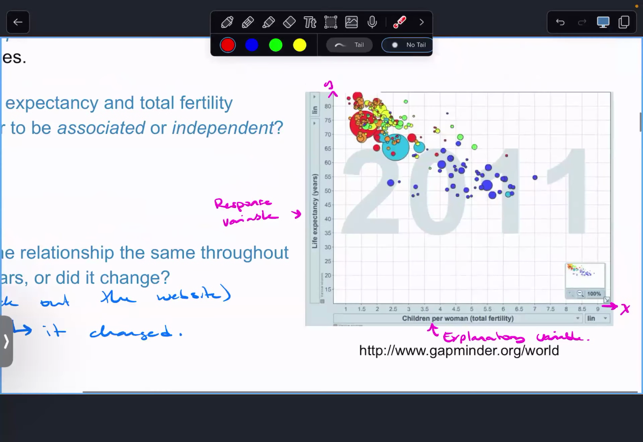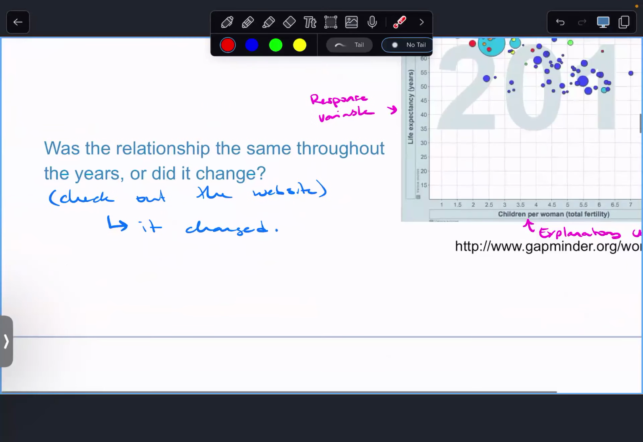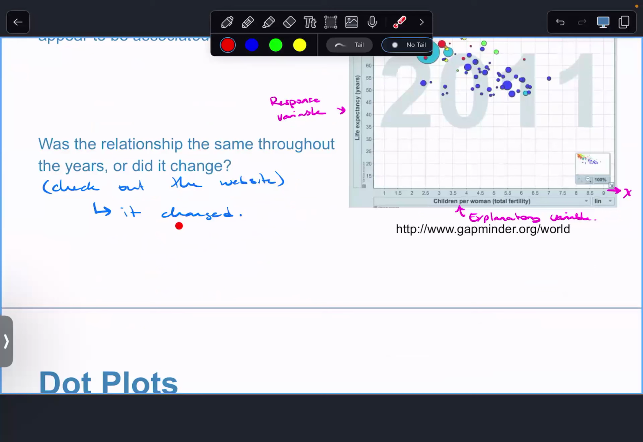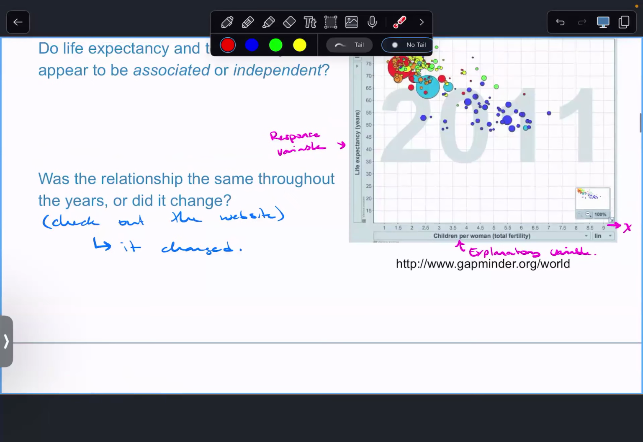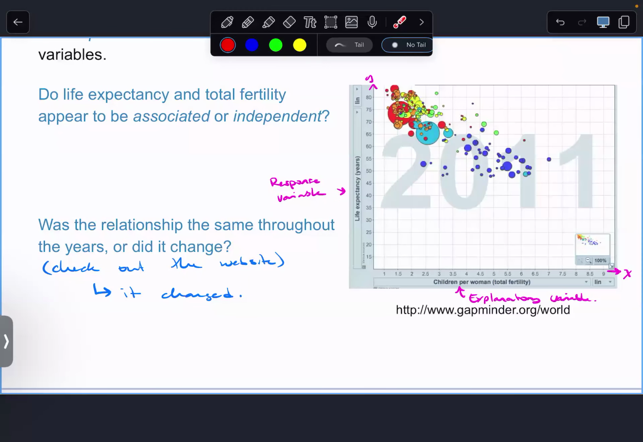You can flip through the years. I encourage you to check out the website, but I think when I did, it changed, and so I don't know where it is anymore, but that's okay. Gapminder.org probably still hosts it somewhere.